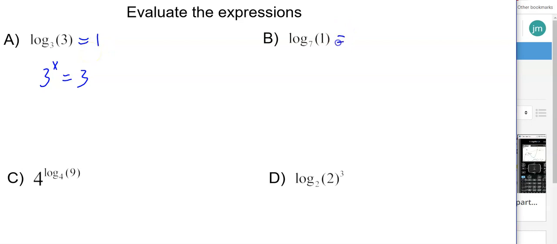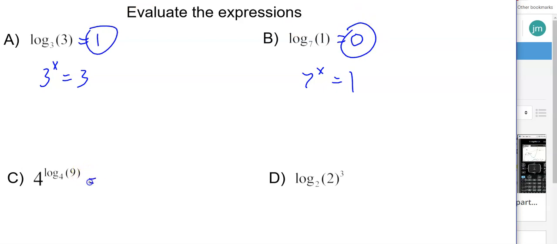This one, 7 to the what power is 1? 7 to the 0 power is 1. If you don't see it, you could put it in exponent form: 7 to the x equals 1. 7 to the what power is 1? It's got to be 0 there. So the answer is 0. The answer is 1 there. The answer is 0 there.